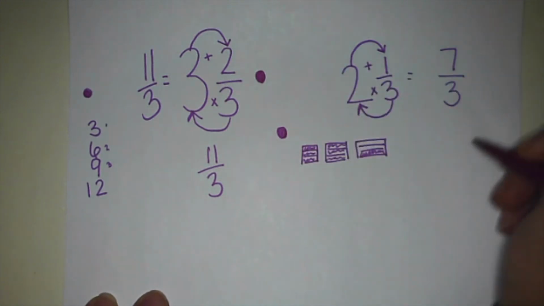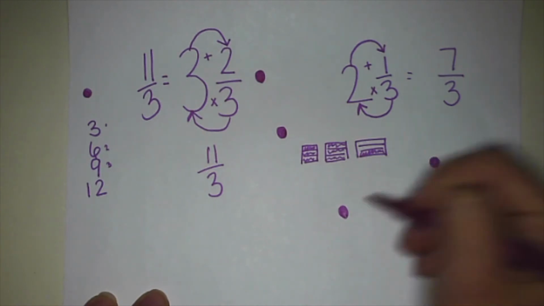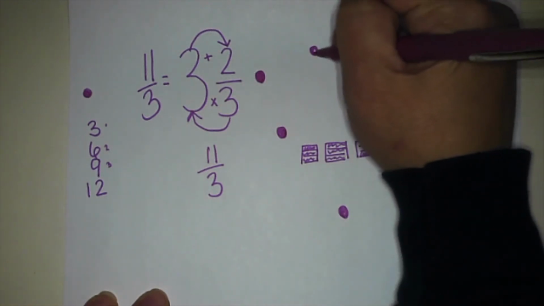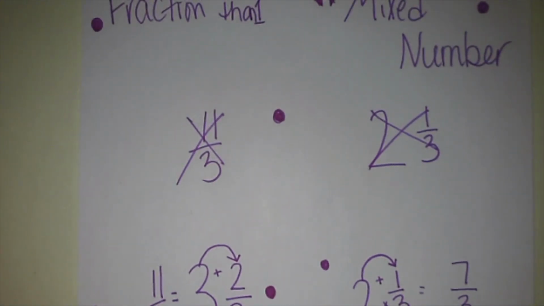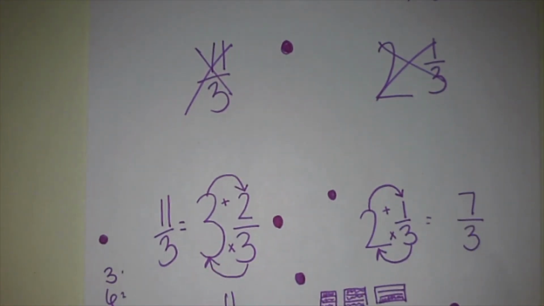11/3. I hope this video helped you understand how to take a fraction greater than 1 and turn it into a mixed number, and then take a mixed number and turn it right back into a fraction greater than 1. I hope you've been counting your polka dots so that you can get your bonus point.